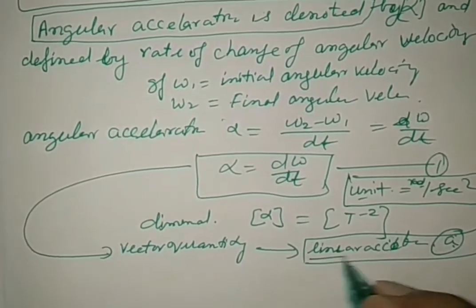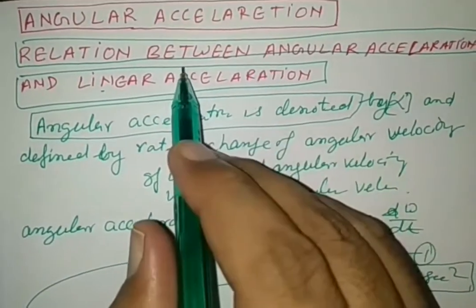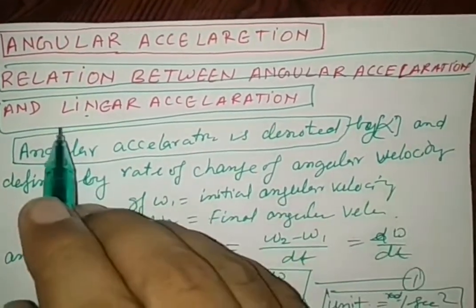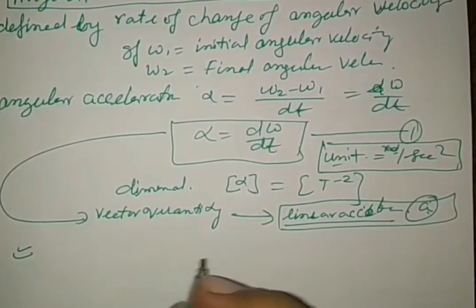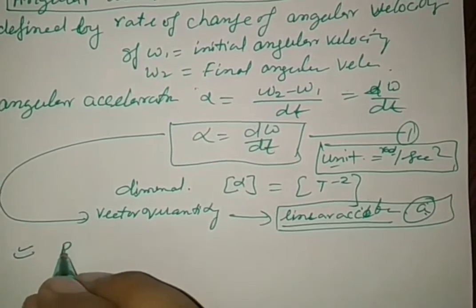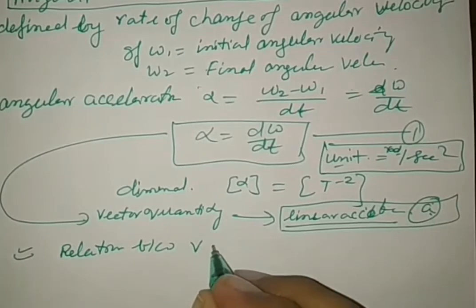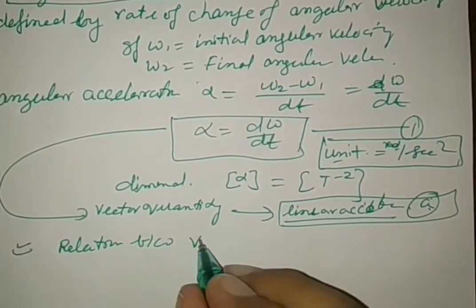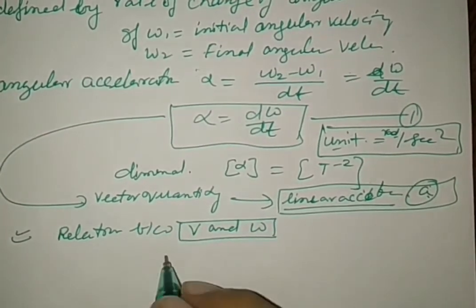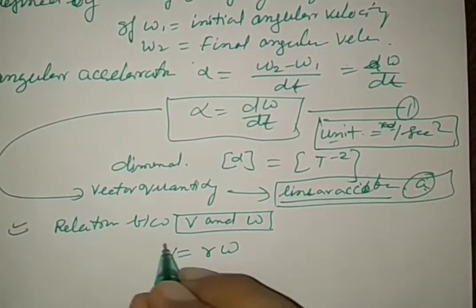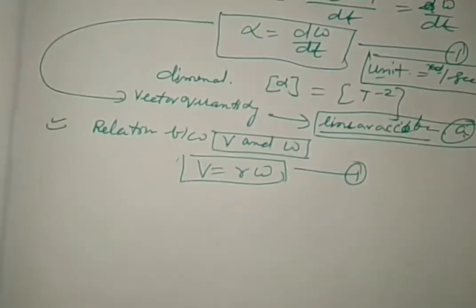a is the linear acceleration and alpha is the angular acceleration. It is the second topic, in which we will see the relation between angular acceleration and linear acceleration. To establish the relationship, first of all see what the relation is between linear velocity and angular velocity, v and omega. We know it is v is equal to r omega.